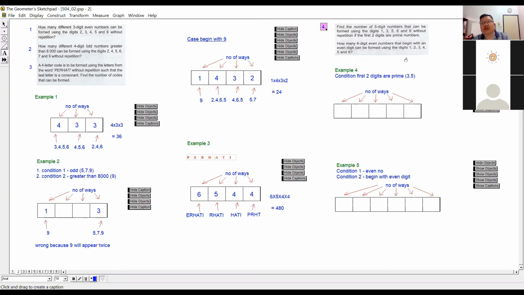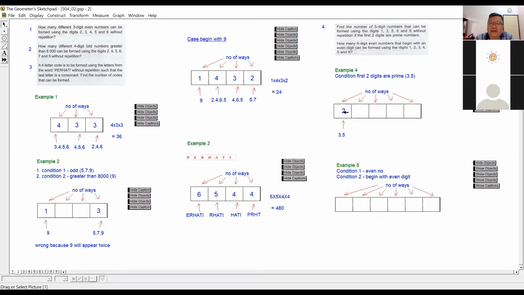So now there's a condition. The first 2 digits means you have to fill up the first 2 boxes first. Then after that, the other numbers you fill up later, right? So, the first 2 places must be prime numbers. The prime numbers are 3 and 5. So in order to fill up the first place, you can either use 3 or 5.